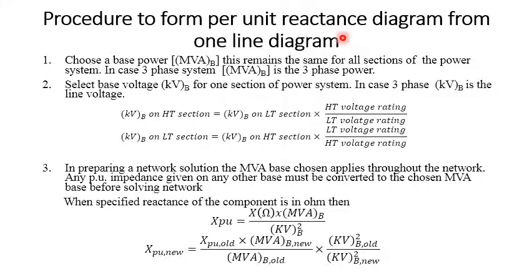So from a single line diagram of the power system, we can directly draw the per unit reactance diagram by following some steps. Let's see, the first step is we need to choose a base power, that is MVA base or kVA base. Usually they will mention it in terms of MVA. For a small system they will mention kVA base.